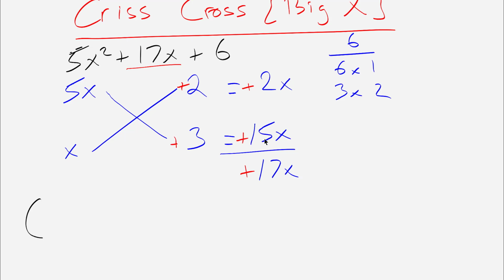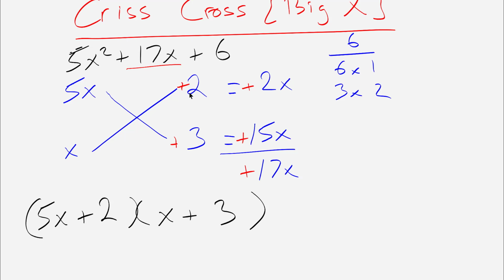Then to finish the question, we just create our brackets. And remember, you create the brackets across. You create the brackets the opposite to the crisscross multiplication. So the crisscross multiplication, the 5x got multiplied by the 3 for the 15x. But when you create the brackets, the 5x gets paired up with the plus 2. So 5x plus 2 and x plus 3 are my factors in this case.